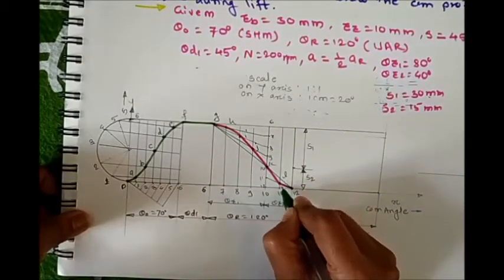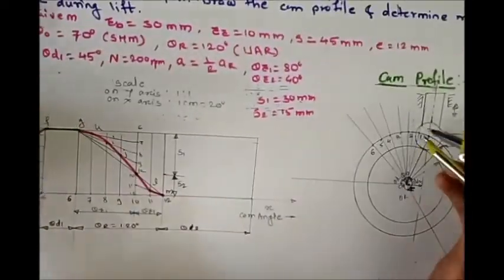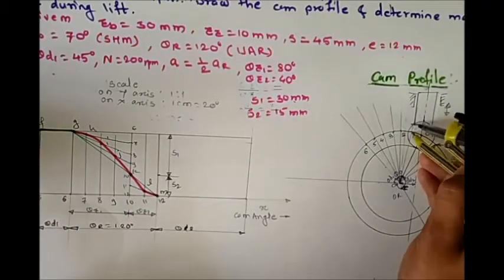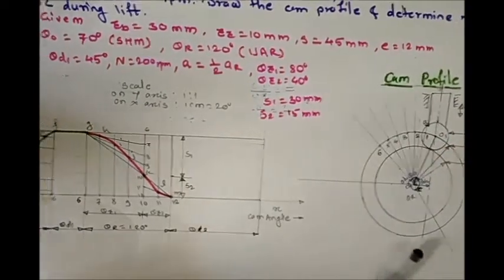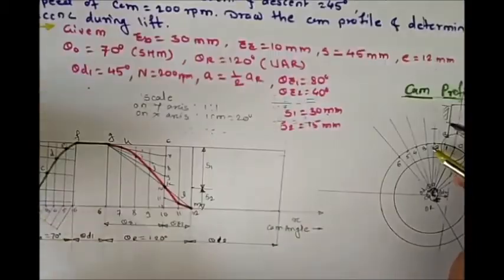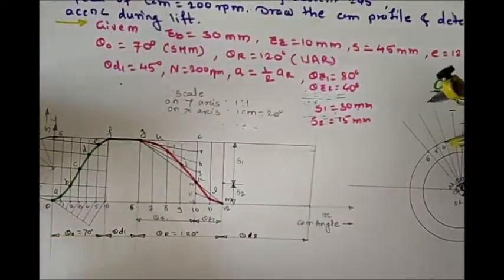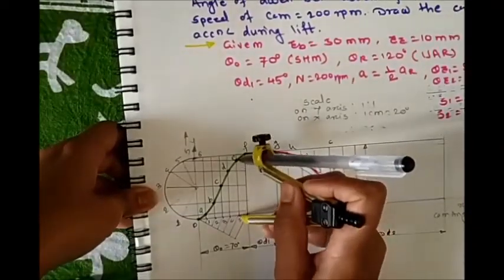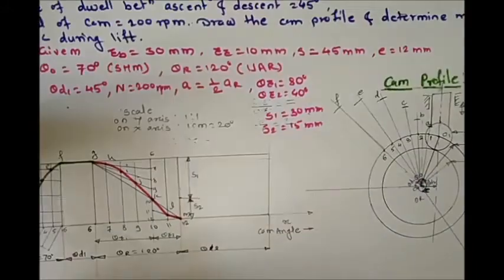And M. Okay, so take the 1 to A distance in your compass, and from point 1 on line 1 mark a point A. Okay, so here we get point A. Similarly, take 1 to B distance in your compass, from point 2 on line 2 mark point B. Similarly, 3 to C, mark point C, then 4 to D, mark your point D, then 5 to E, mark point E, and last is 6 to F, and mark point F on line 6.